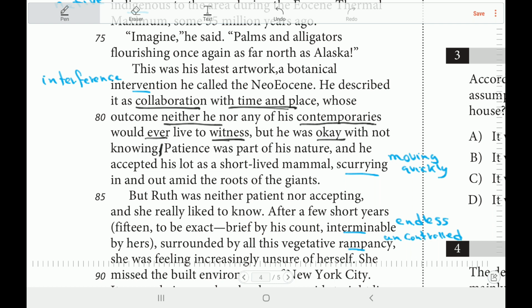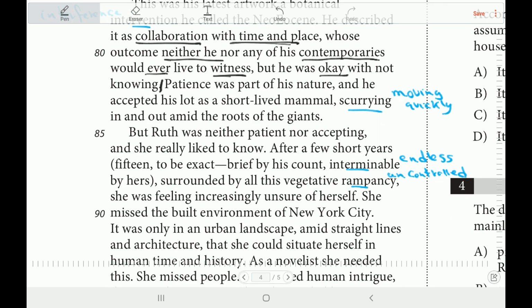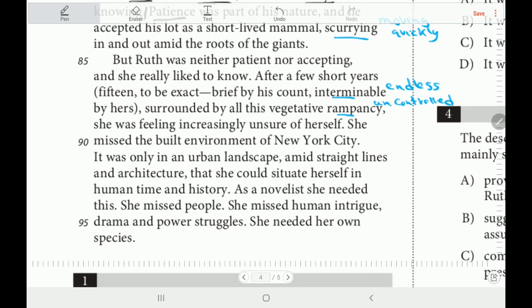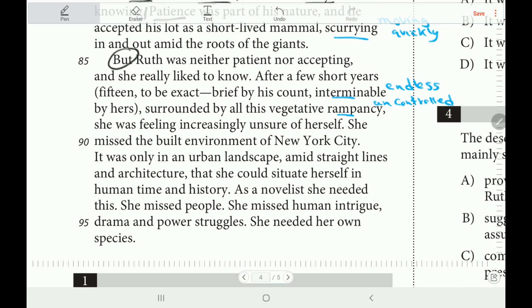And notice here that he worked with time and place. So these are his helpers. Time and place. Okay. Patience was part of his nature, so that's a trait. And he accepted his lot as a short-lived mammal, scurrying in and out amid the roots of the giants.